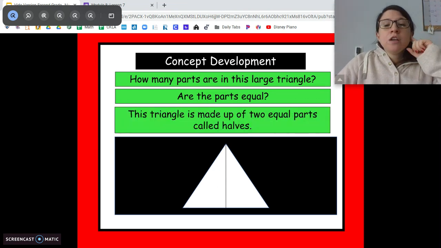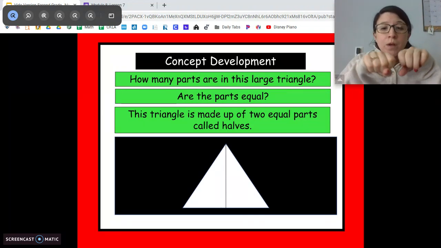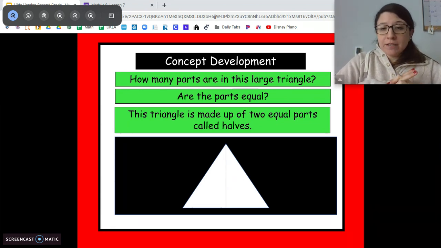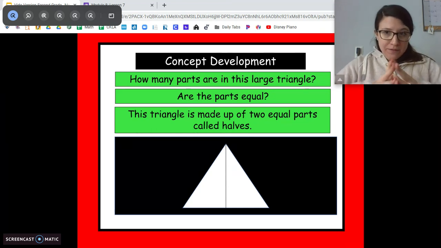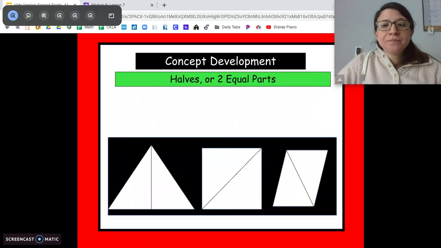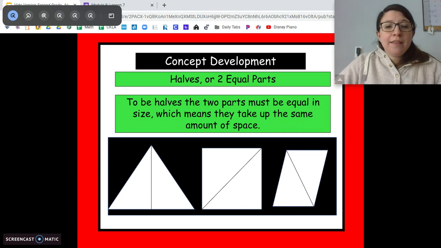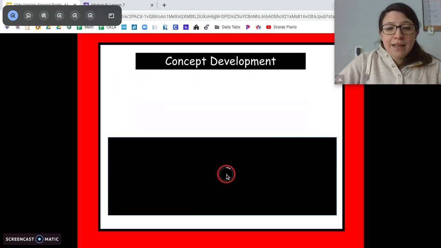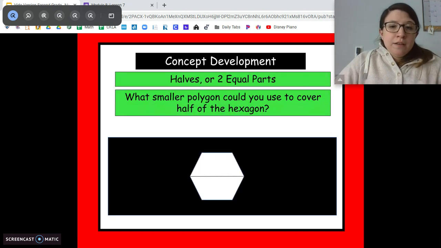They do, right? So when two parts of a shape are the same, are equal, we call those two equal parts halves. You say halves. Now the two parts have to be equal in order to be halves. Otherwise, they are not halves. So all of these shapes have two halves or two equal parts. They must be equal. They must take up the same amount of space. Otherwise, they are not halves. So as you can see in these three shapes, it's the same amount of space in all three parts. Same thing with this one.